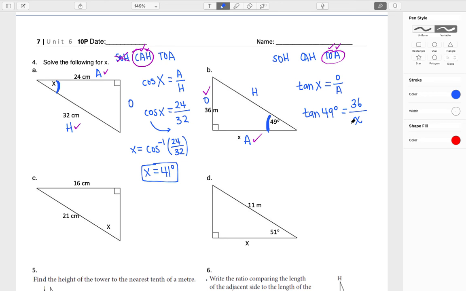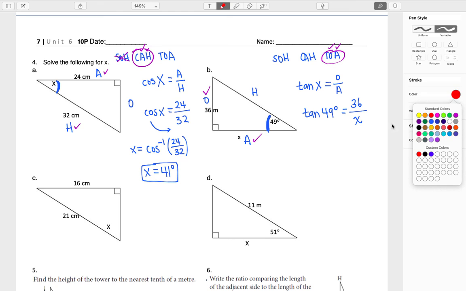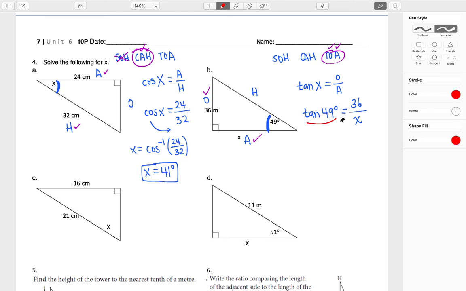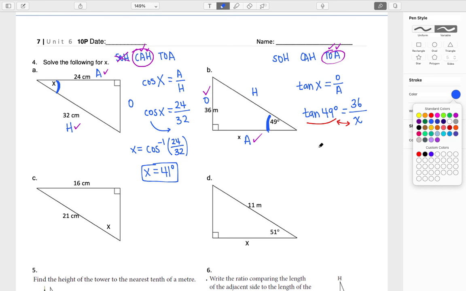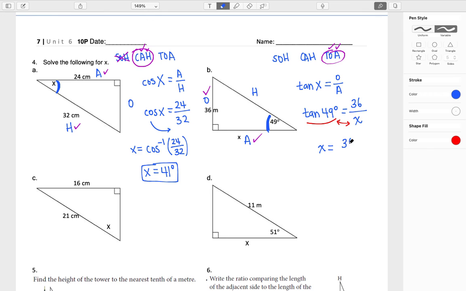Now, if I have a variable in the denominator, like I said yesterday, what we can do is we could switch places, like that. You switch it, so you now have x is equal to 36 over tangent 49. Switch. And then you're going to press 36 divided by tangent 49. And you'll get x is equal to 31.3 meters. So for length, for distances, round to 1 decimal.